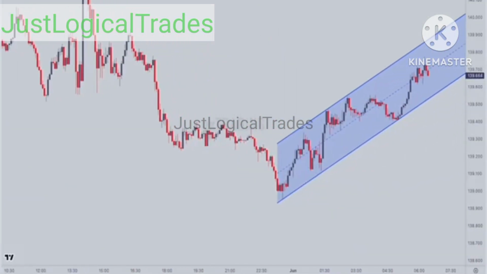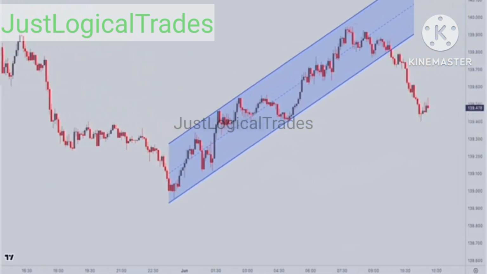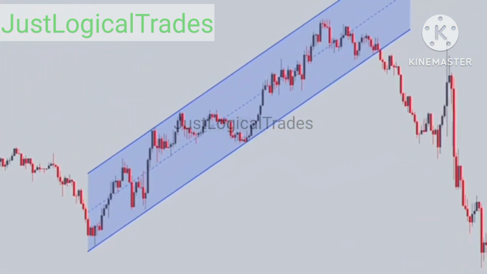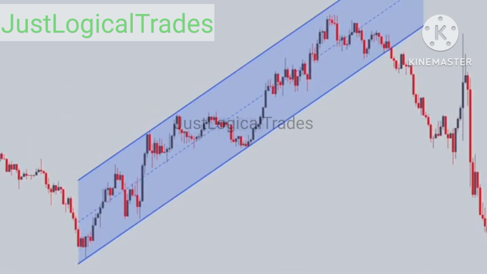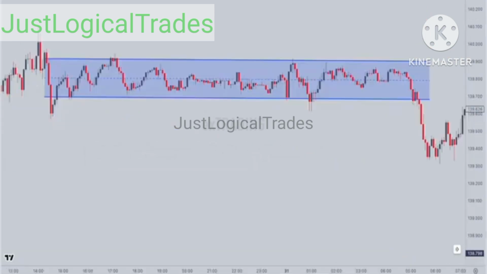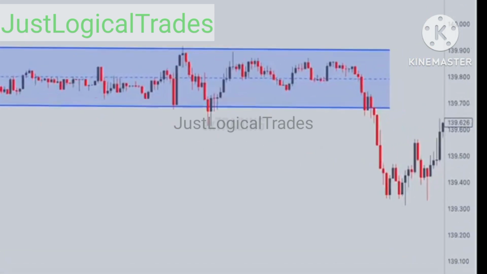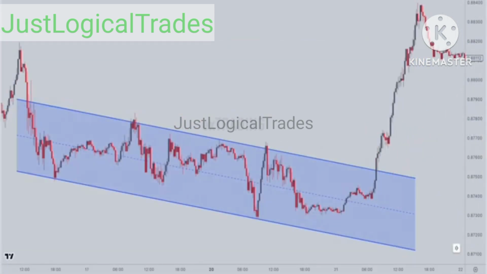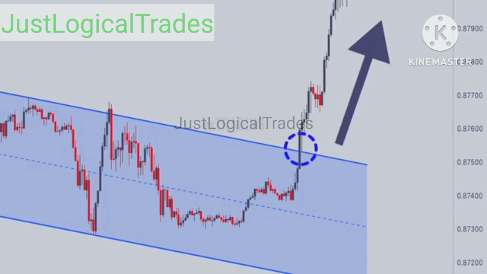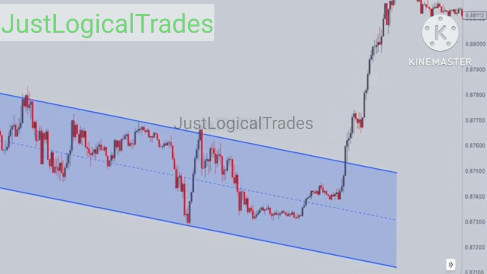A channel occurs when the price of an asset is moving between two parallel trend lines. The upper trend line connects the swing highs in price, while the lower trend line connects the swing lows. The channel can slant upward, downward, or sideways on the chart. If price breaks out of a trading channel to the upside, the move could indicate that the price will continue to go further. For example, the chart you see here shows a channel and breakout of the channel.